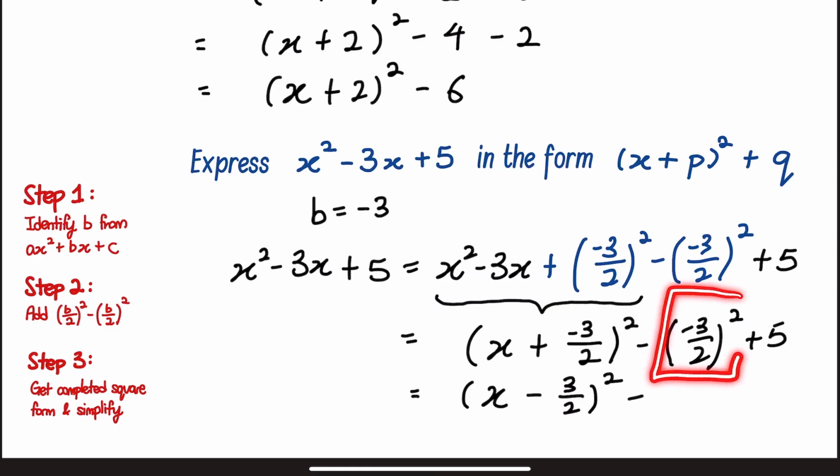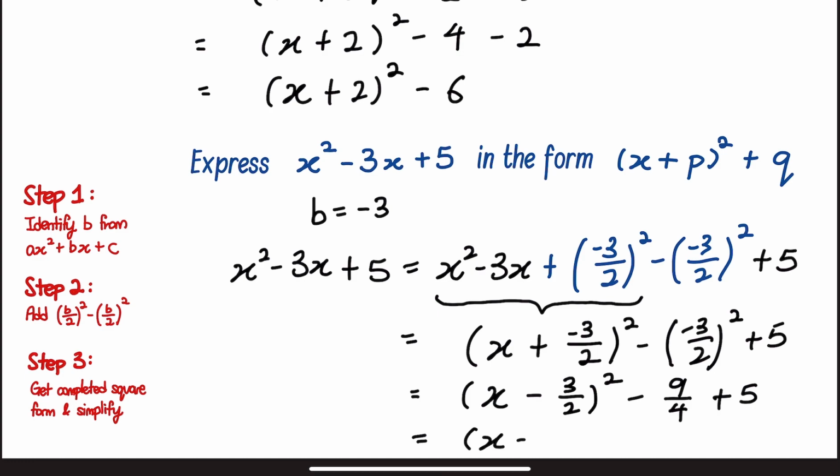This expression, negative 3 over 2, the whole thing squared, is simply 9 over 4. Take note that this remains minus, so the minus sign brings down. Even though there's a negative here, because I square a negative number, the sign inside will disappear. If you press this in your calculator, you get 9 over 4, then plus 5. So I simplify. The final answer is x minus 3 over 2, the whole thing squared. Then you press negative 9 over 4 plus 5 in your calculator. The final answer is plus 11 over 4.